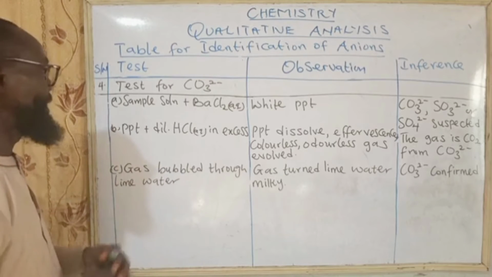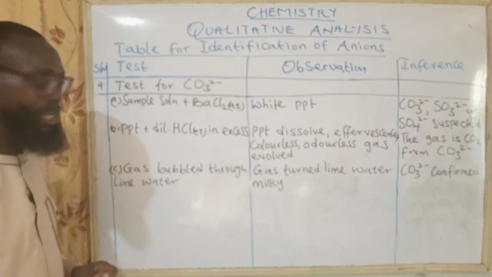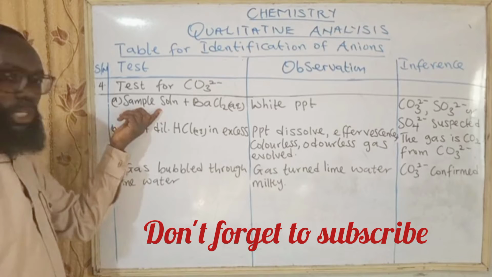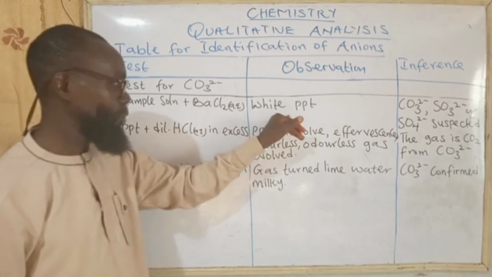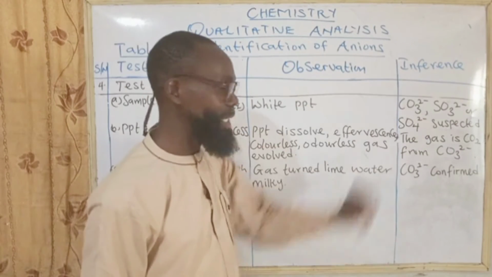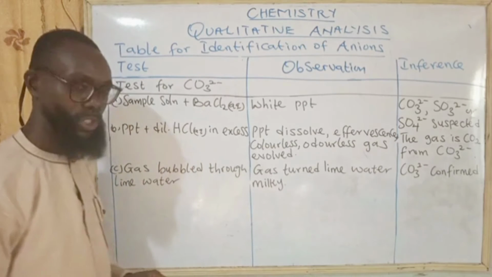The next one is test for CO3 2 minus, trioxocarbonate IV ion. The first part of it, to the sample solution, add barium chloride. The observation: white precipitate was formed. The inference: CO3 2 minus, SO3 2 minus, or sulfate ion is suspected.